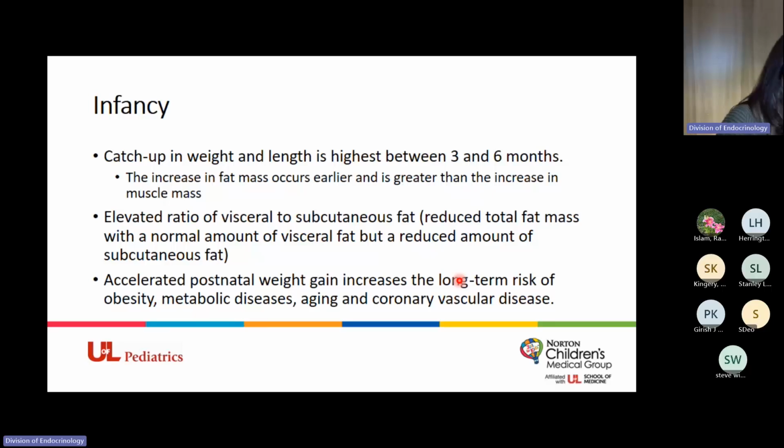So visceral is always going to be a little bigger. And then you're going to hear me say this multiple times today. That accelerated postnatal weight gain will increase the long-term risk of obesity, metabolic conditions, aging, and then cardiovascular disease. So that's the big thing that we want to try to avoid. We want them to grow, but we also want to try to avoid that rapid weight gain early on.